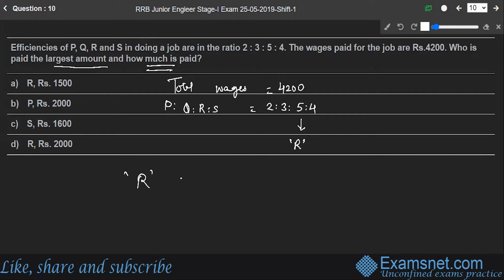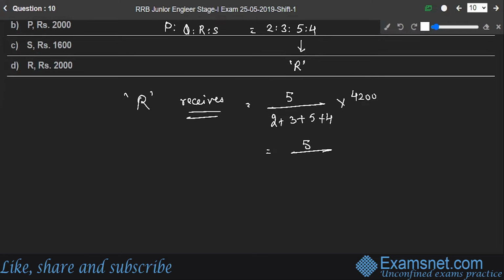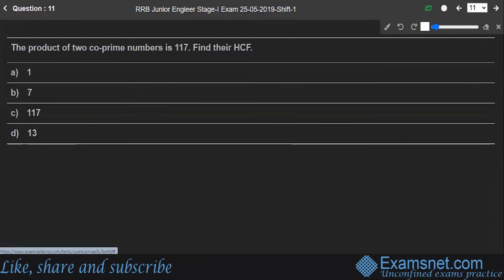So R receives how much? See, it is 5 upon 2 plus 3 plus 5 plus 4, multiplied by 4,200, which makes 5 upon 14 into 4,200. So let's solve this. On solving this, you will get 1,500 as your answer. Rupees 1,500 is held by R. No, sorry, not this one. It is, yeah, the first option. Hope you understood that. Next is question number 11.